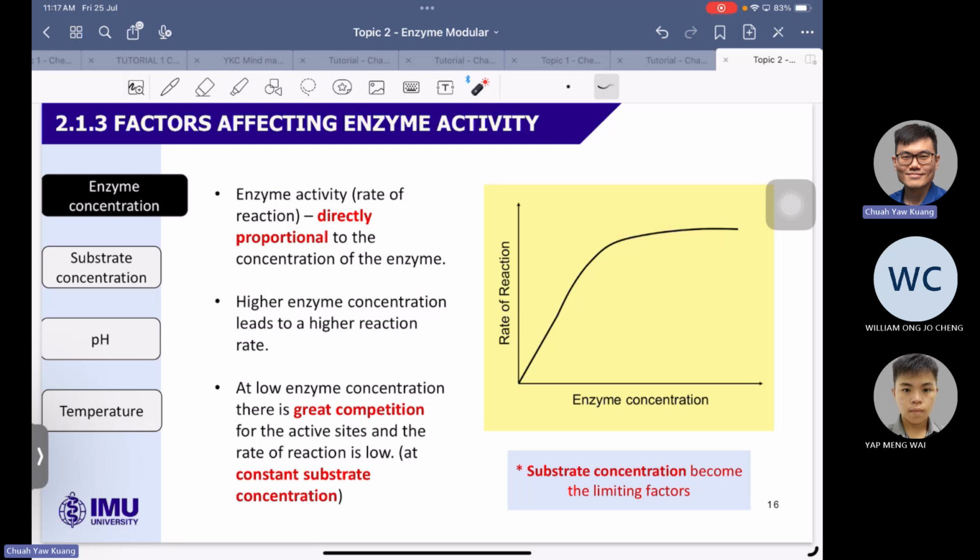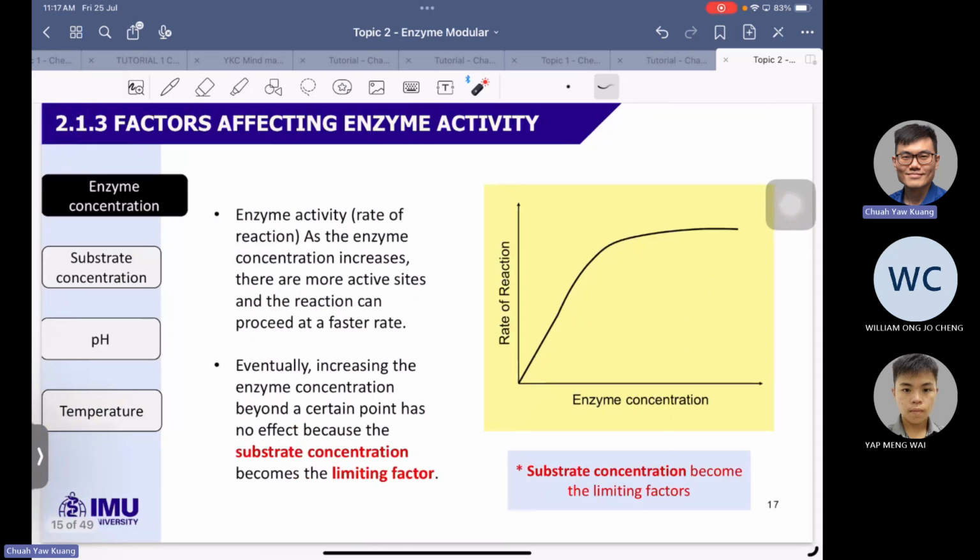Next, how to explain the graph? We will explain the graph in three parts. We will explain the graph when the factor is low, when the factor is increasing, and when it levels off. Three parts of the graph. For the first part, when the enzyme concentration is low, so I think it's over here. This is the first part.